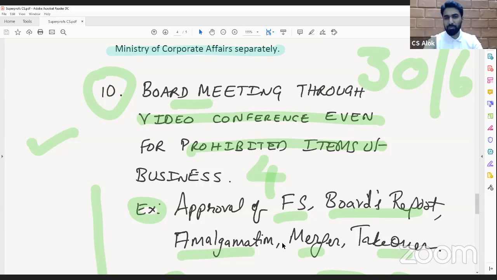Of course, they have told something like the quorum should be physically present and all, but that is a little impractical. What if 4 directors are in 4 different cities? So sometimes the government will make some small errors, but I'm very sure they will take a lenient view if companies have done a video conferencing meeting. If 4 directors are in 4 different places, still they will take a lenient view. Okay, that is what they are telling. Amalgamation, merger, takeover, even these matters, which are big in nature, you can approve at the board of directors meeting.